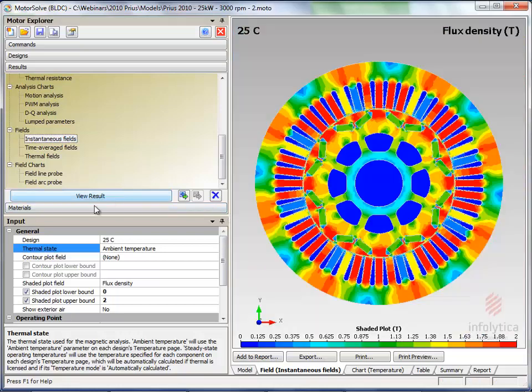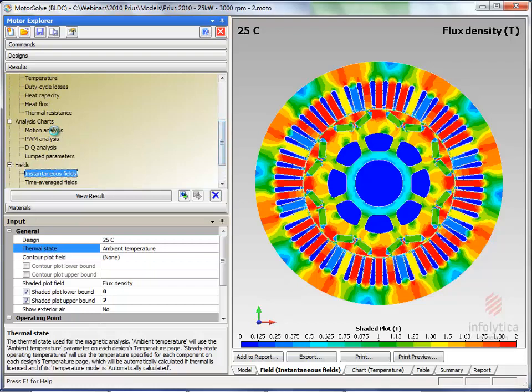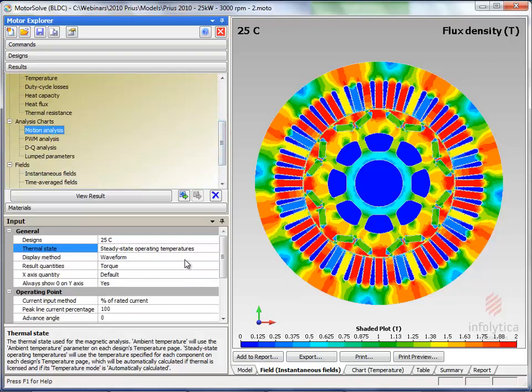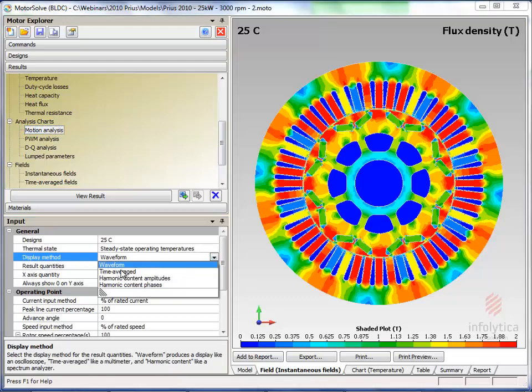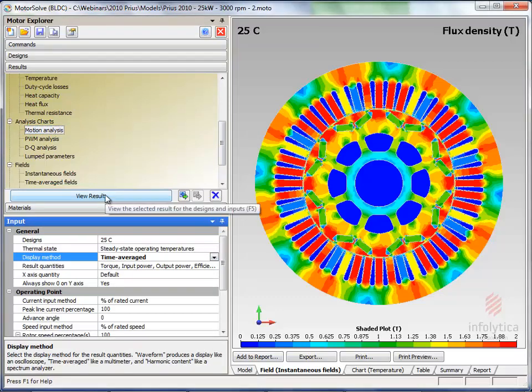And now we'll run one more experiment here. We're going to look at the time averaged solution.